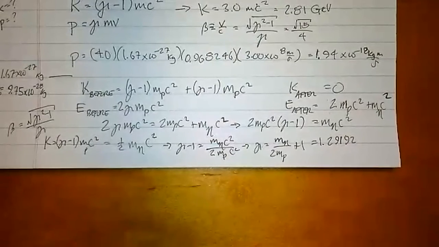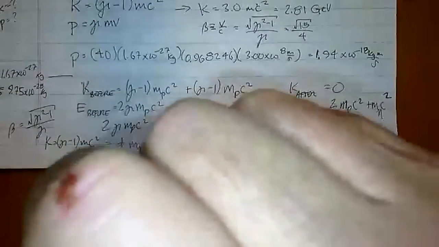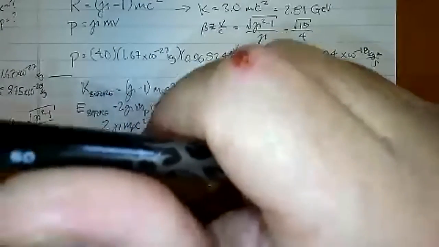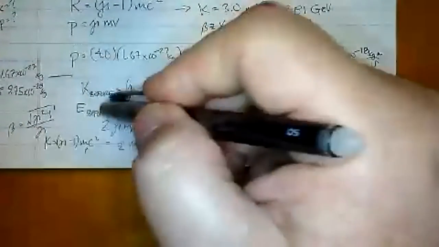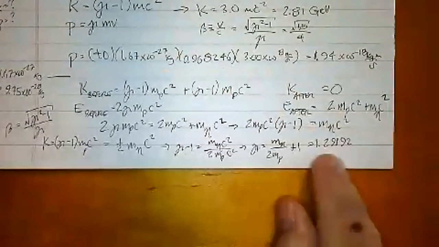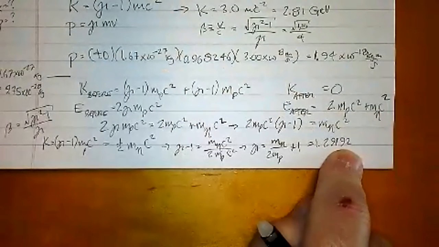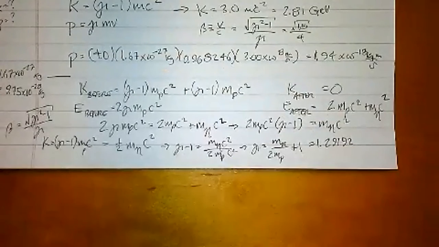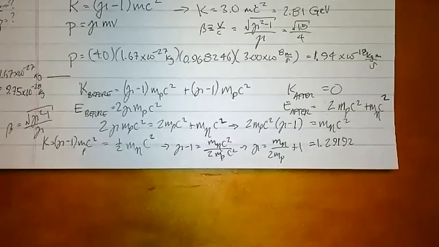I solved for the kinetic energy of each proton first. Or should I solve for the velocity first? You can solve for either one. The main thing is once you get that, you need the gamma, and once you get the gamma, then you can get the beta. I just got the gamma being this. Okay, I'll solve for gamma quickly.